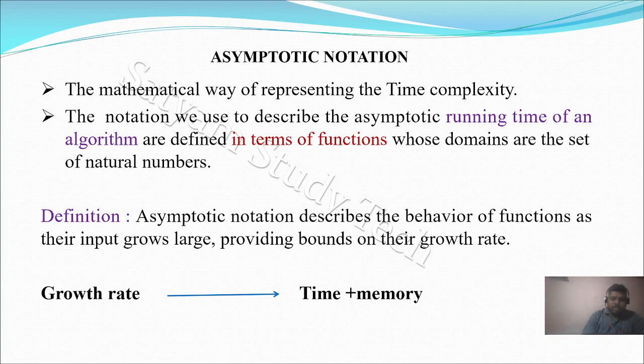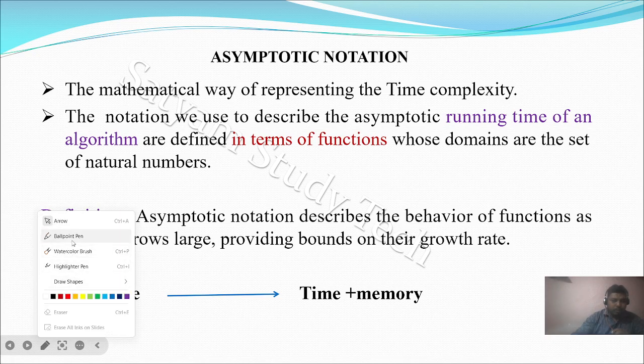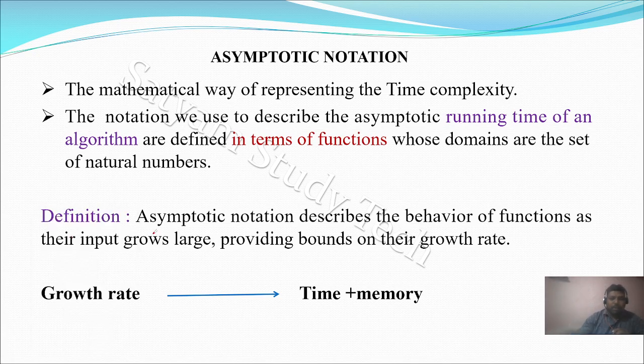Today's topic is asymptotic notations. Here you can see the different types of asymptotic notations, one by one. It is the mathematical way of representing the time complexity. Here we represent the time complexity by using these notations.